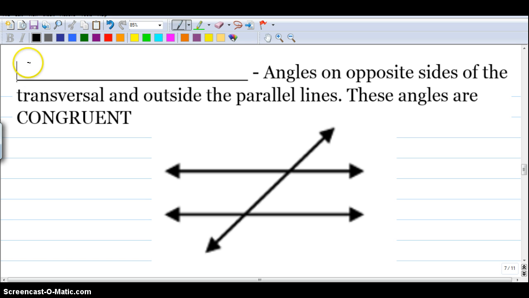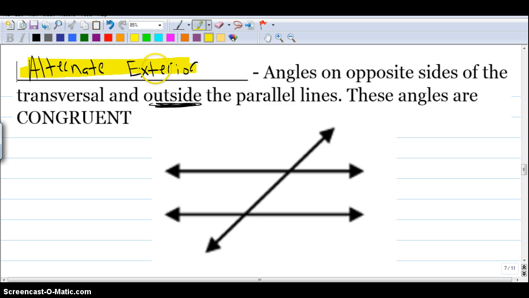The next one is going to be alternate exterior angles. And these are exactly the same as the previous one, alternate interior, except these are on the outside. Angles on the opposite sides of the transversal, and they are outside because they're exterior of the parallel lines. These angles are congruent. So alternate exterior are congruent. Are they all congruent? No. For now, these are. Right.